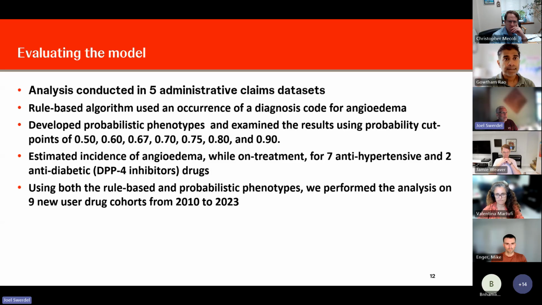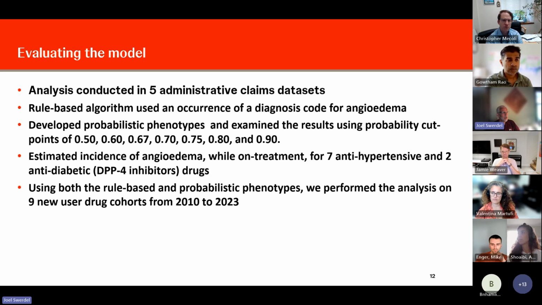So in the analysis that I did, that I'm going to be showing you the results for today, we looked at 5 administrative claims data sets. We tested a rule-based algorithm where there was an occurrence of a diagnosis code for angioedema. We looked at the probabilistic phenotypes and examined them at different cut points.